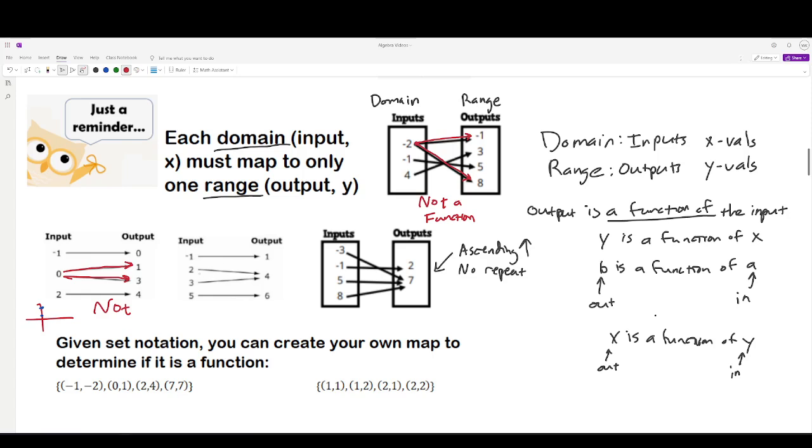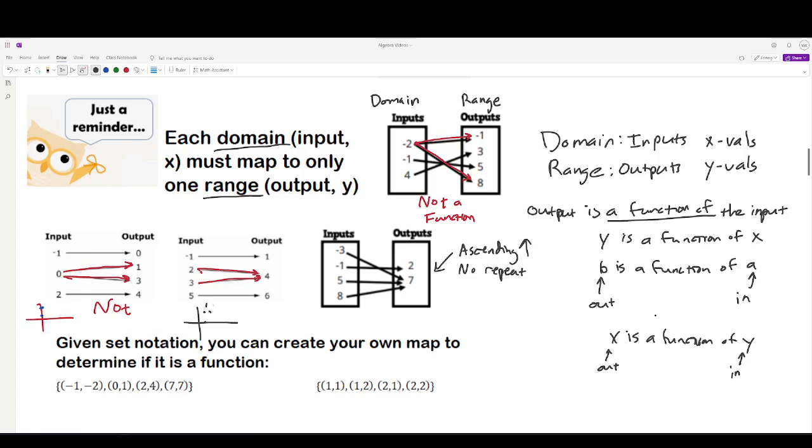The next one's a little different. So 2 goes to 4 and 3 goes to 4. So thinking about that again on a graph, when x is 2, y is 4. When x is 3, y is 4. Well, that's fine. That doesn't fail the vertical line test. It would fail a horizontal line test, but we're not talking about that. So this one's totally fine.